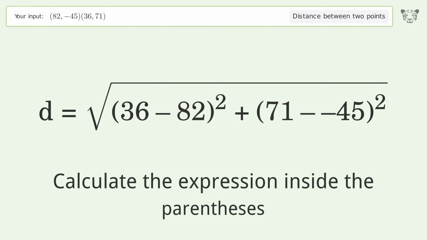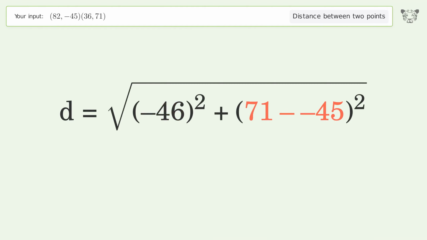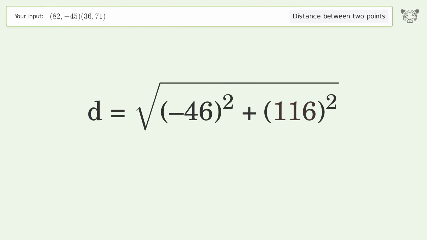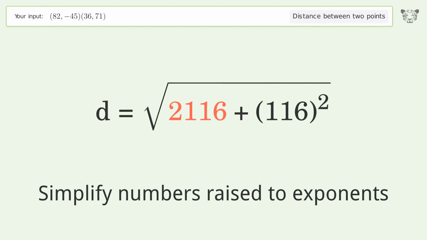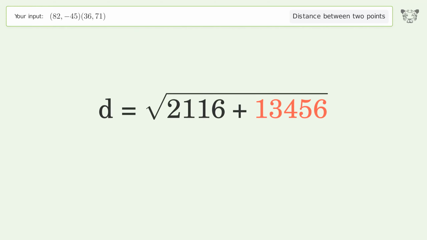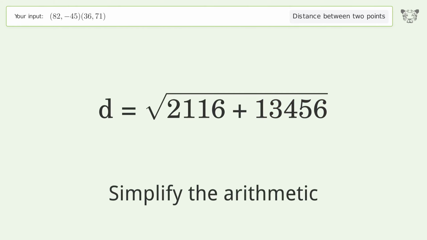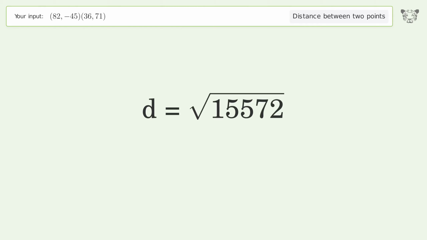Calculate the expression inside the parentheses. Simplify numbers raised to exponents. Simplify the arithmetic. And so the distance between the 2 points is the square root of 15,572, or 124.788.